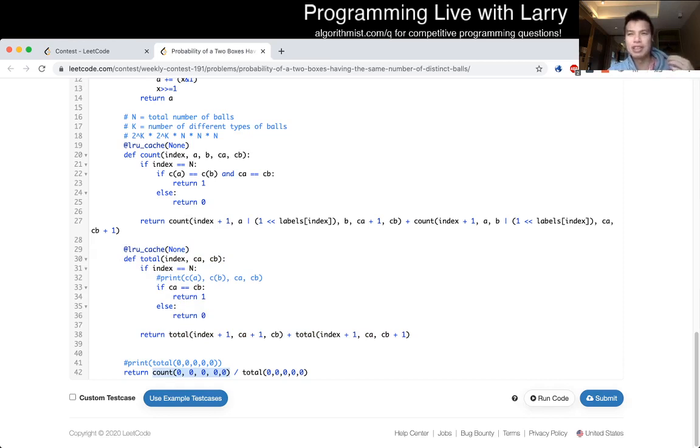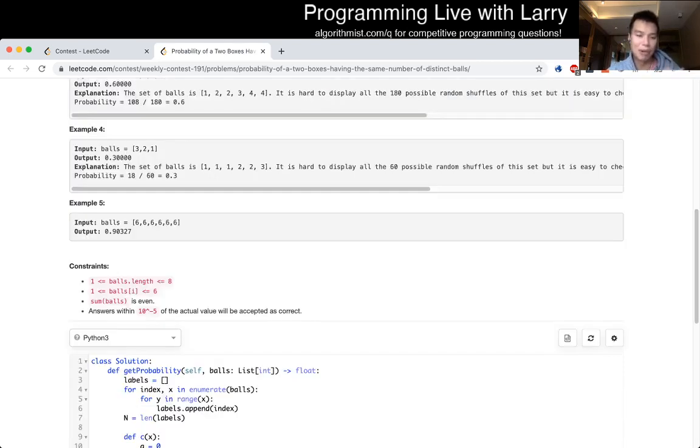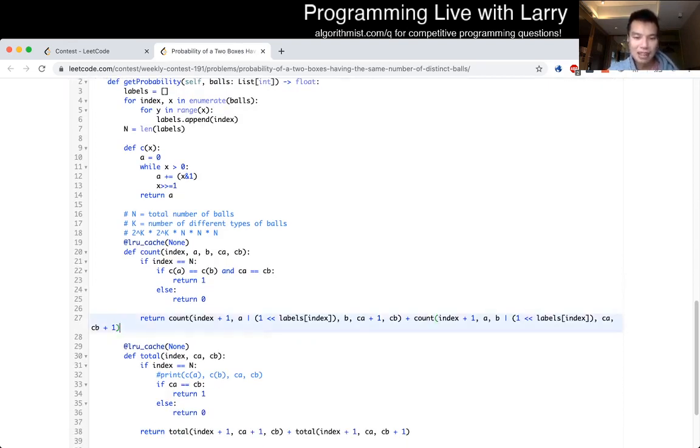And then the count of possibilities where they have the same number of distinct balls. So the numerator is the count of the number of possibilities where they have the same number of distinct types of balls, right? And that's what this function does. I have this thing that counts the number of things in a bit mask, and then it just does this recurrence of okay, let's put the ball in A, and then let's put the ball in B. And then what happens when you put the ball in A, and what happens when you put the ball in B? And then at the very end, just make it 0. Just count the number of total numbers in that result.